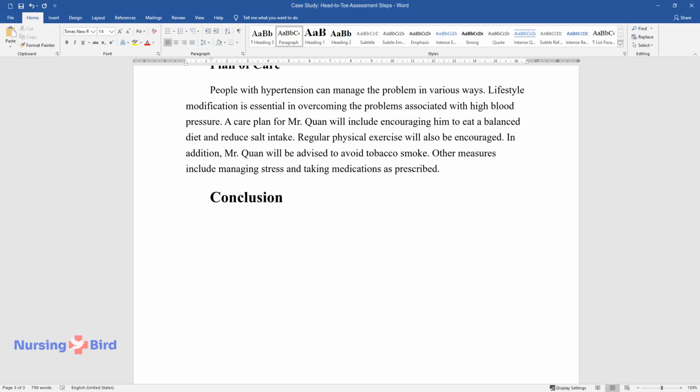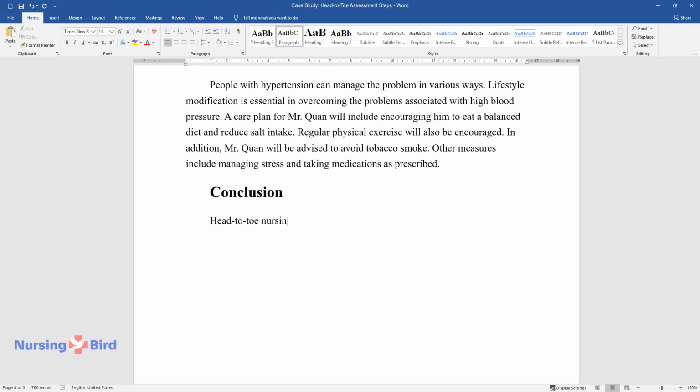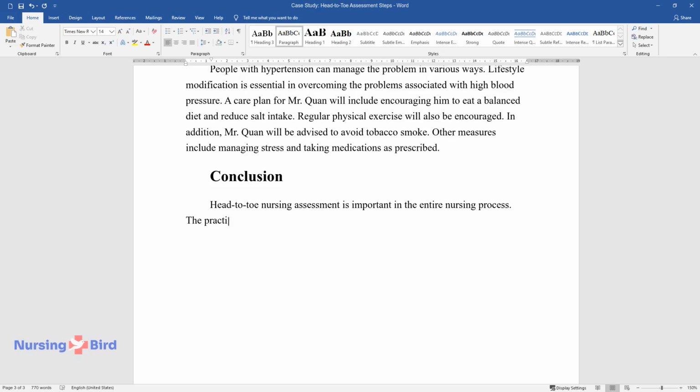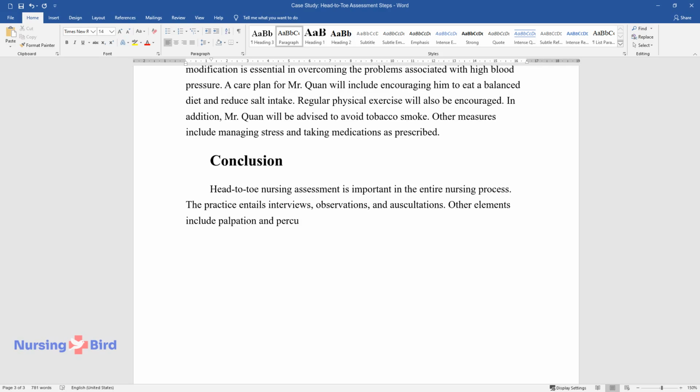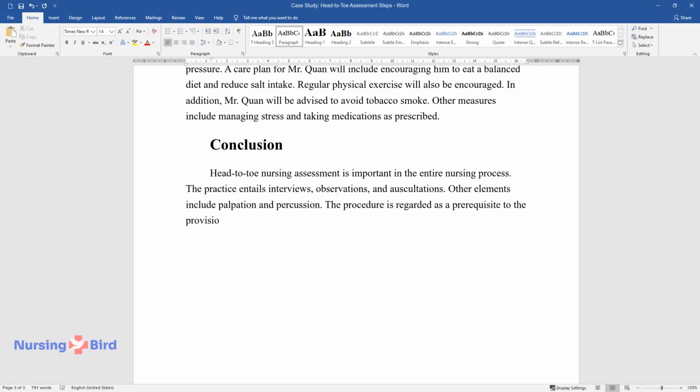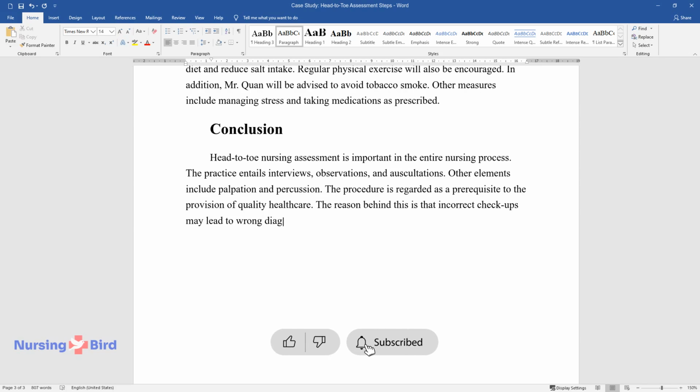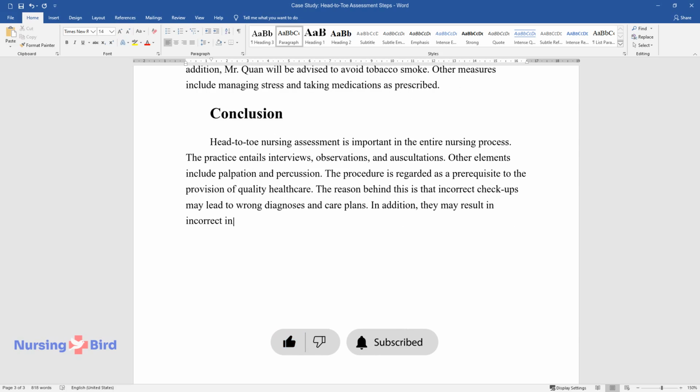Conclusion. Head-to-toe nursing assessment is important in the entire nursing process. The practice entails interviews, observations, and auscultations. Other elements include palpation and percussion. The procedure is regarded as a prerequisite to the provision of quality healthcare. The reason behind this is that incorrect checkups may lead to wrong diagnoses and care plans. In addition, they may result in incorrect intervention and evaluation.